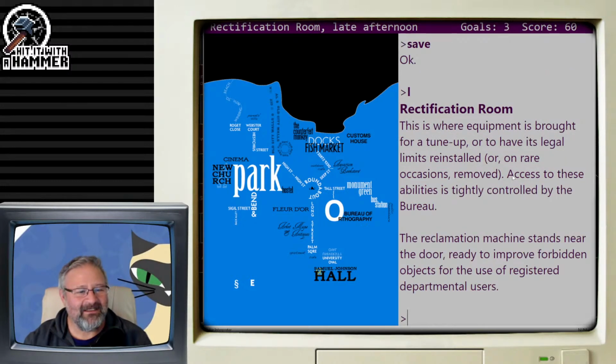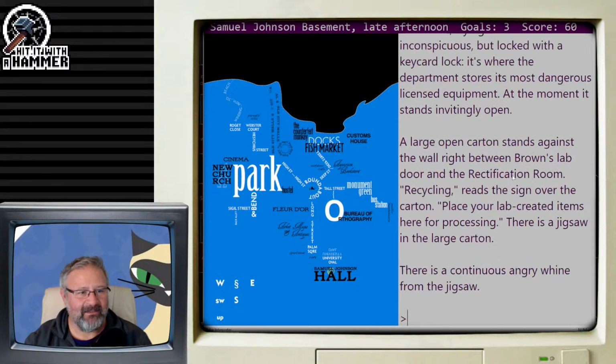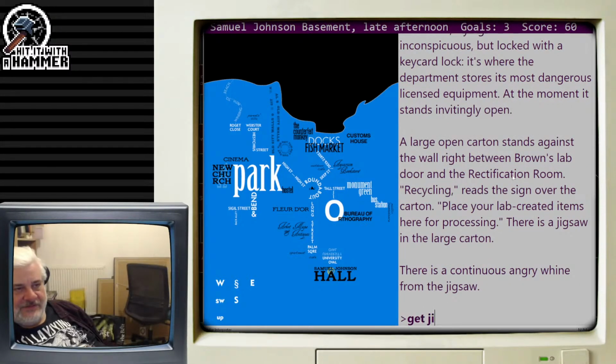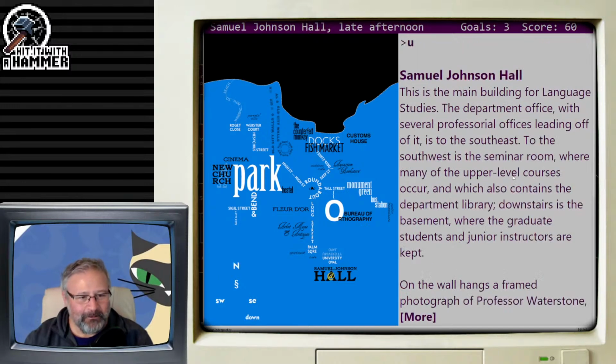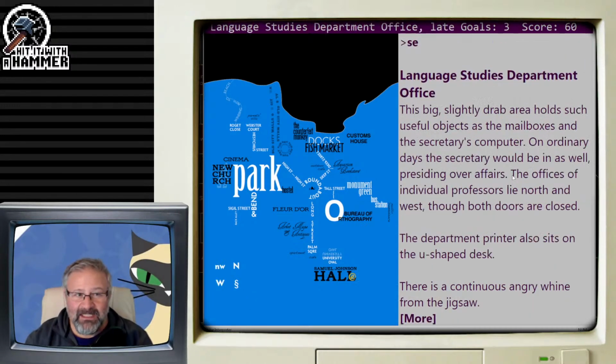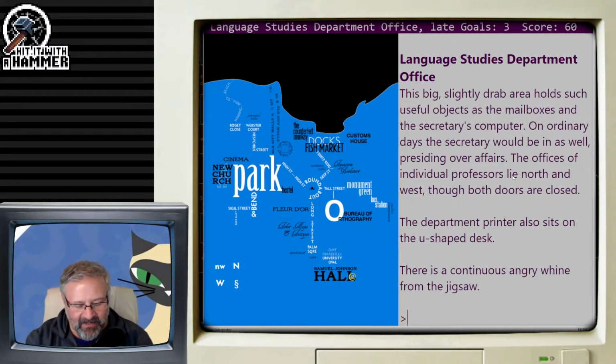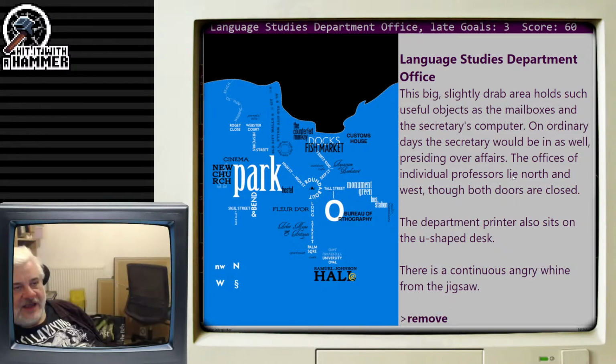What else is there in here? Nothing. Okay. Pick the jigsaw up. Yeah, that's turned out to be useful. Now we can go and convert the kudzu into kudus, which is what I wanted to do all along. But anyway, Southeast Language Studies Department. Remove. Turn the jigsaw off.